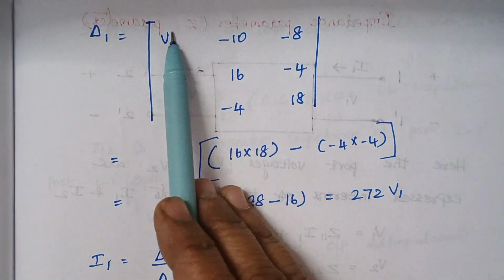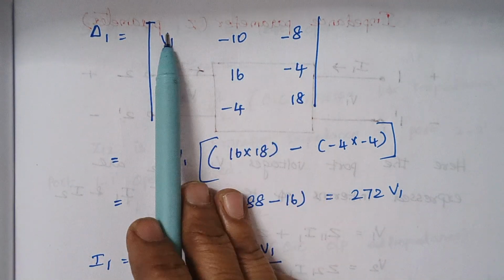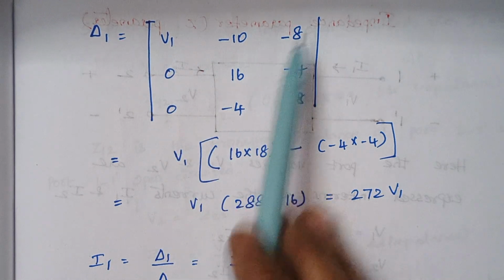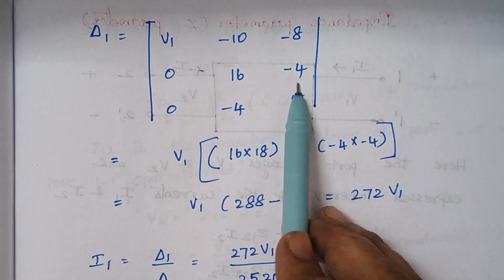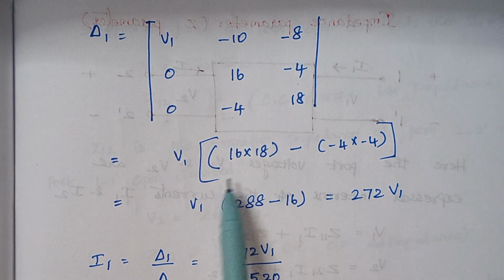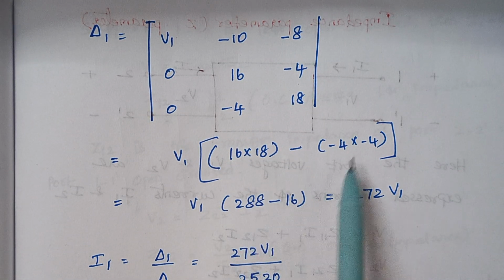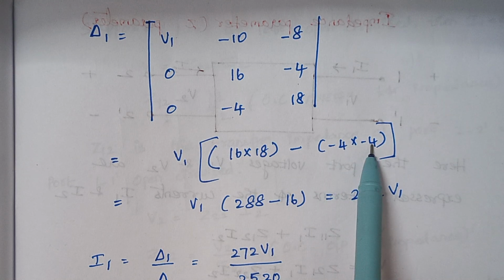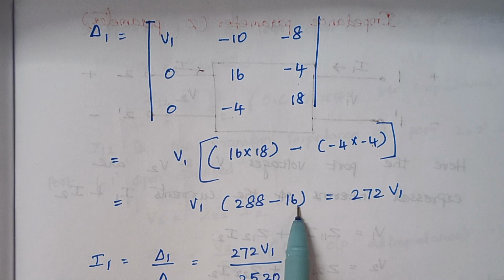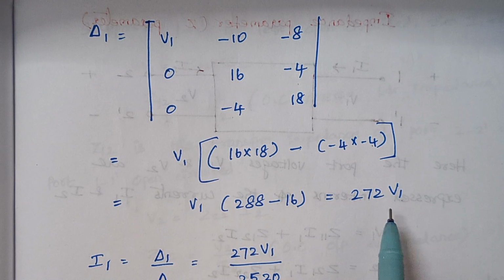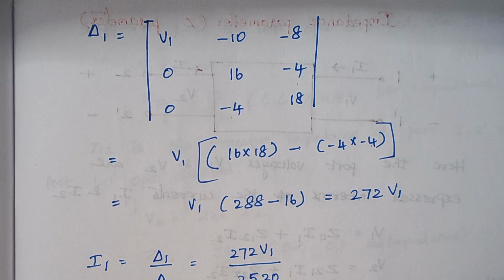So again here, we are going to find the determinant of this del 1. So as usual, here it is V1. So you have to leave this column and this row. So V1 into 16 into 18 minus of minus 4 into minus 4. So again 16 into 18 is 288, and here minus 4 into minus 4 becomes plus 16, and here there is a minus sign. So minus 16, therefore here the answer is 272 V1.